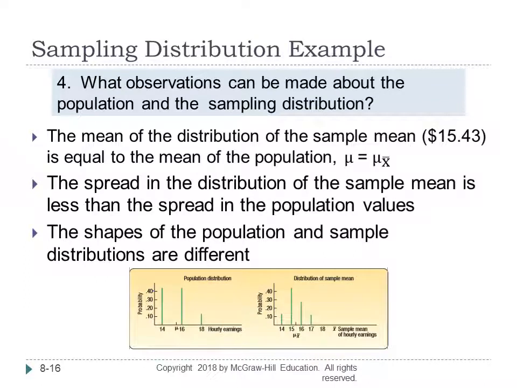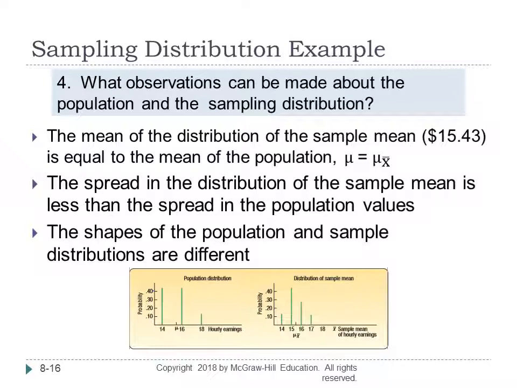This was of course number 4. What observation can be made about comparing the population and the sampling distribution? The mean is the same. The mean of the distribution of the sample mean is equal to the mean of the population. This is something that was expected. It is true in all cases. The mean for the distribution will be equal to the mean of the population.